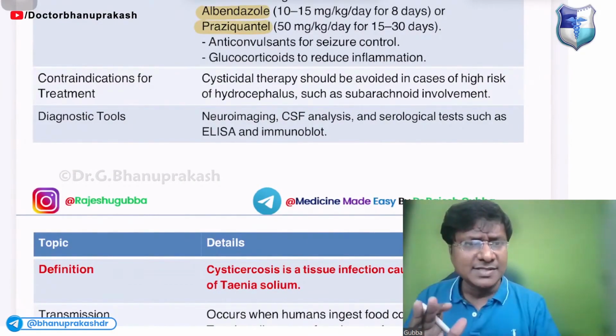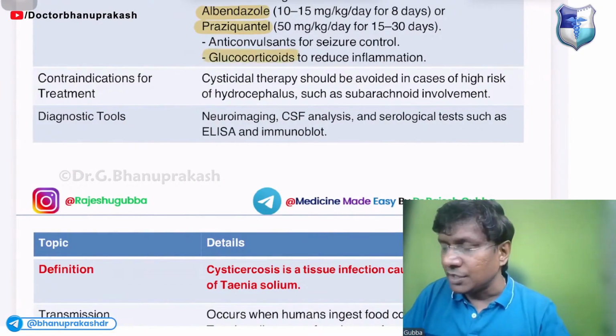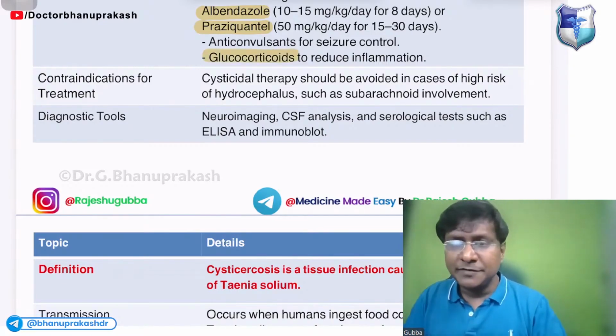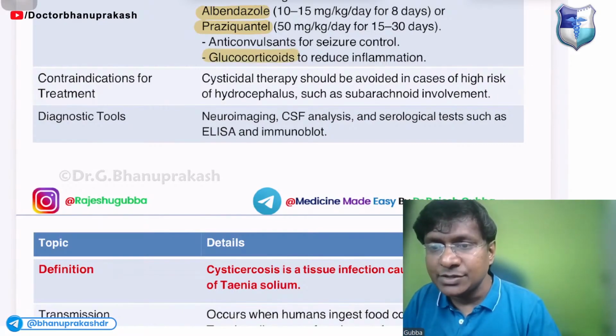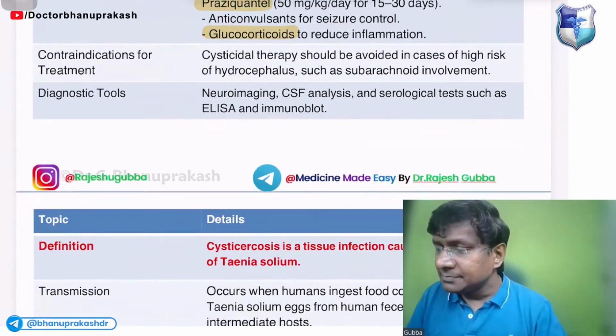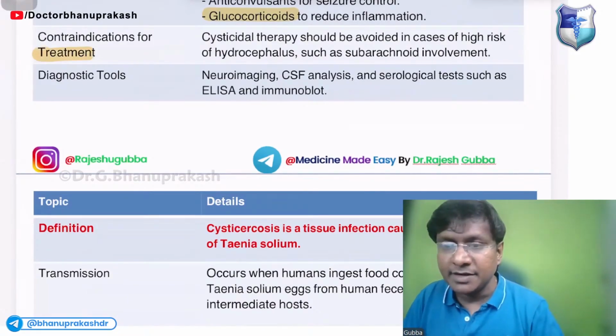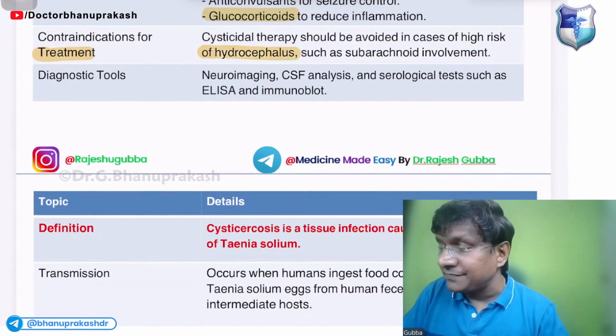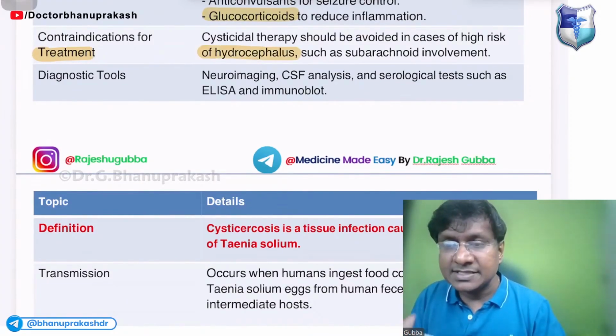And in almost all the CNS infections, you need to give glucocorticoids first. That will reduce the inflammation, and that should be followed by supplementing albendazole or praziquantel. Okay, but there are some contraindications for the treatment. So what are the contraindications? In individuals with hydrocephalus, the cysticidal therapy should be avoided, right?